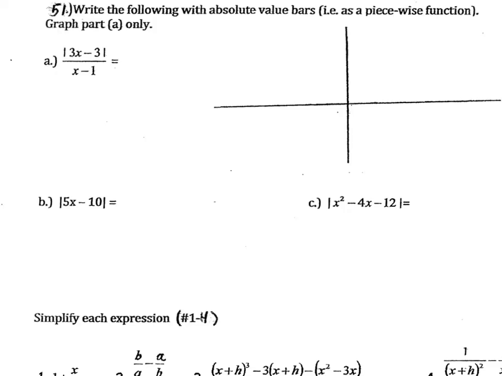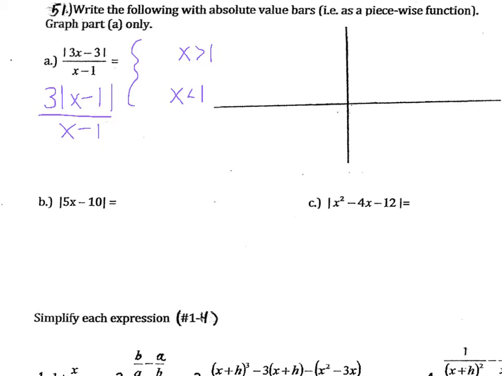In number 51, we'll review how to write some absolute value functions as piecewise functions. So for part A, what we first want to do is factor out the 3. So we have 3 times the absolute value of x minus 1 over x minus 1. So now, if we plug in numbers, we first of all can't plug in the number 1. So we can either plug in numbers that are bigger than 1 or numbers that are smaller than 1.